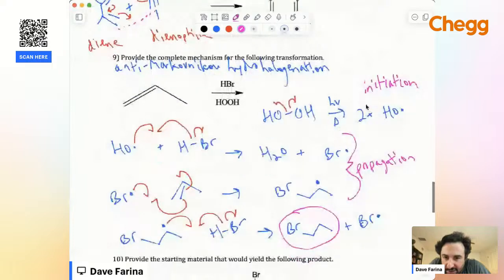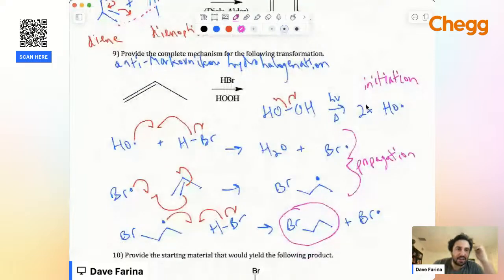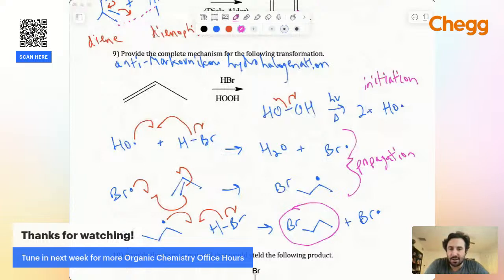So yeah, that's the end of that mechanism. I'll try to put in one or two mechanisms next time, some different ones. And so yeah, that's it for this week.